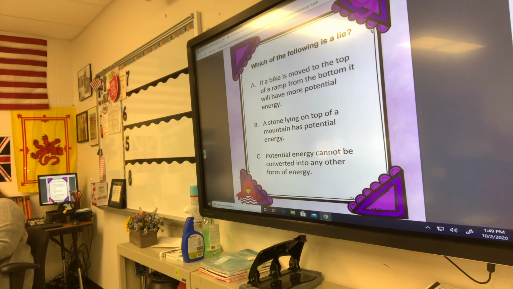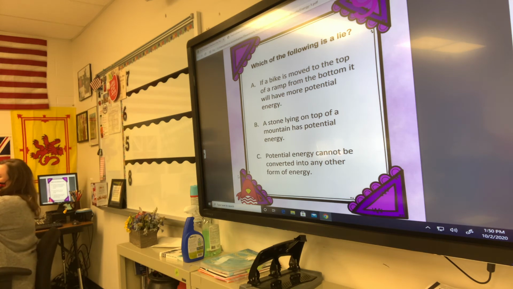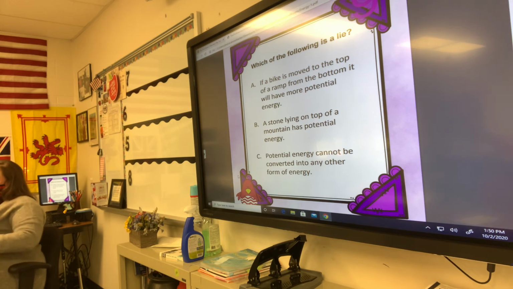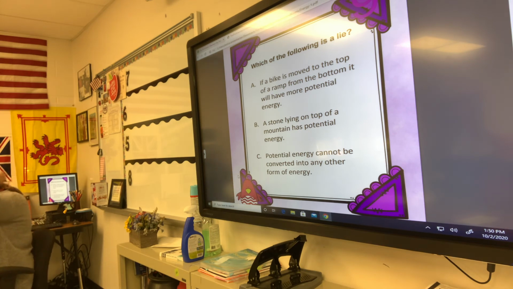Alright, so yeah, you're actually right, number 9 is C. Potential energy cannot be converted to any other form of energy. So if you have all this potential energy, you're saying it could never be transformed, that's a lie, because think about the roller coaster. If it's at the top, it has potential in it. But as soon as that roller coaster starts going down the slope, then you have kinetic, right? So you just transformed potential into kinetic when you went down that slope. Does that make sense? Okay, so yeah, you're right, you had it.